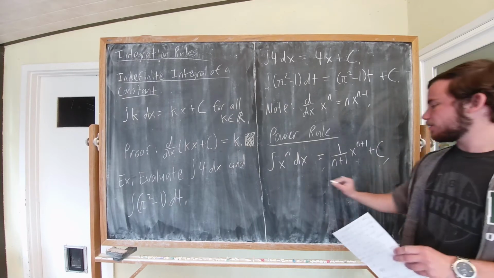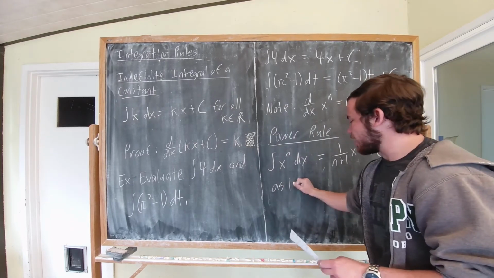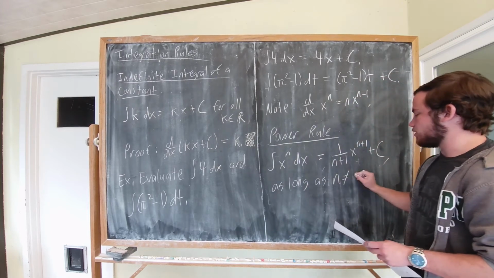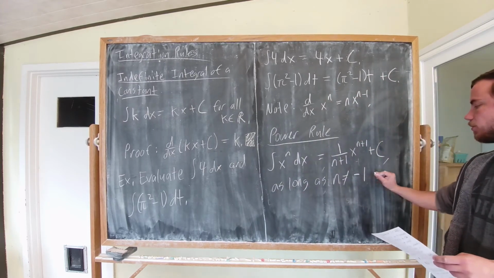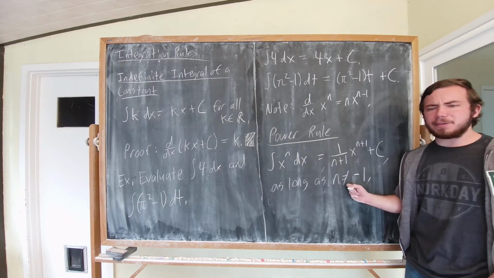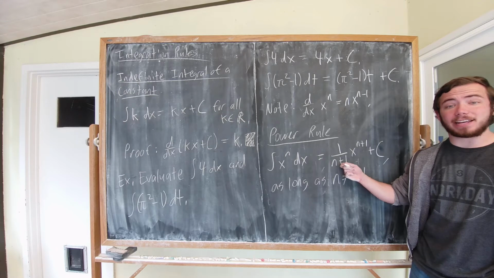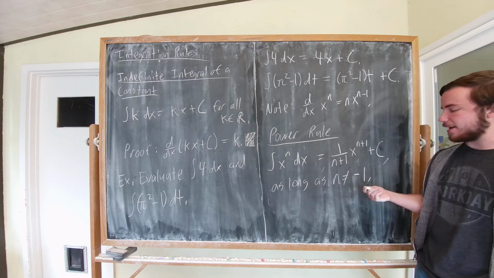And this is true as long as n is not equal to negative 1. Why can't n be equal to negative 1? Well, if I plug negative 1 into this formula, I get a divide by 0 error, so that'd be bad.